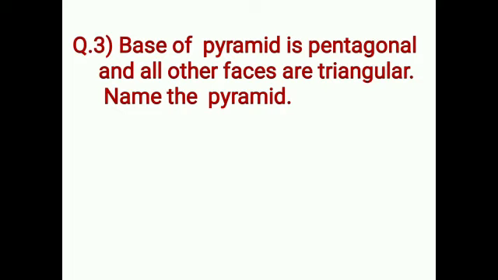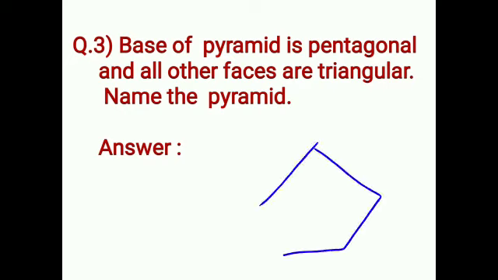So now next, question number 3. Base of pyramid is pentagonal and all other faces are triangular. Name the pyramid. So now the base of the pyramid is a pentagon, correct? So pentagon means 5 sides. 1, 2, 3, 4, and this one is 5. Okay, 1, 2, 3, 4, 5. This one is the base, correct?